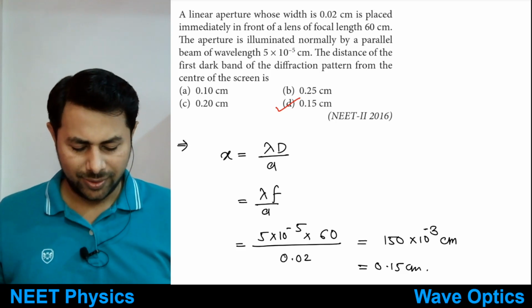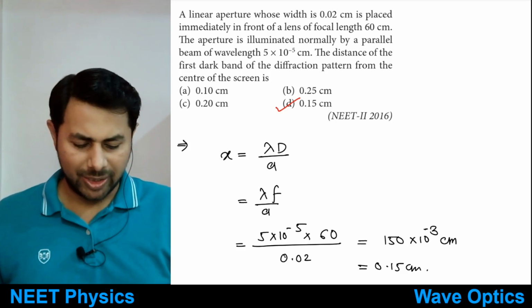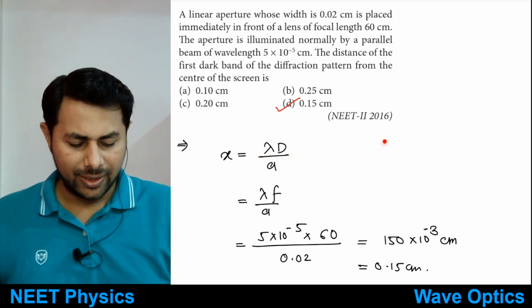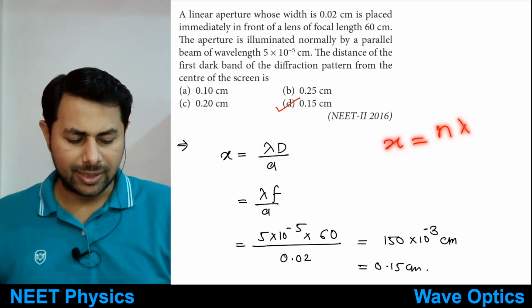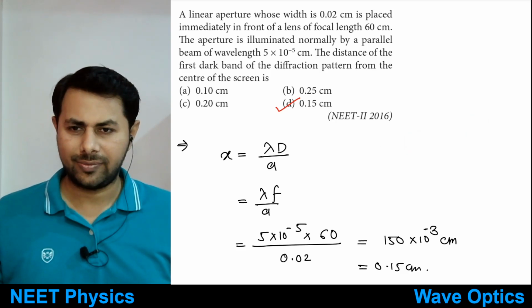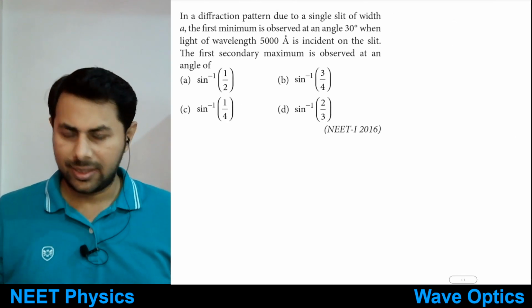But we need to remember here for the first dark, what would be the formula? For the nth dark, x is equal to n times lambda d by a, just opposite to the Young's double slit experiment. Right? Let's see the next one.